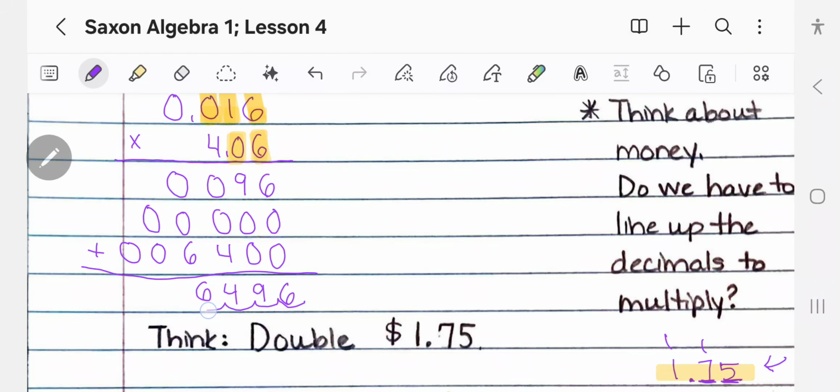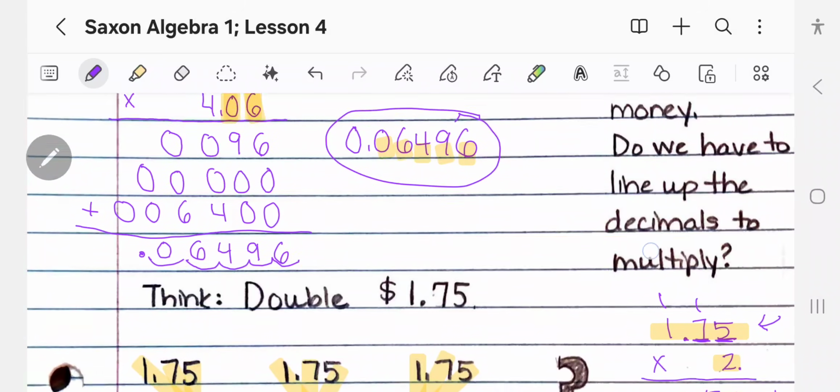1, 2, 3, 4. I'm going to have to add a 0 so that I can go to the next spot. I'm going to put an initial 0 placeholder. Okay, and this is the number I get. Let's think about the place value. Tenths, hundredths, thousandths, 10,000ths, 100,000ths. So 6,496 100,000ths is the answer that we get.